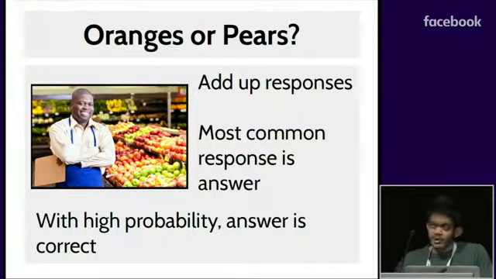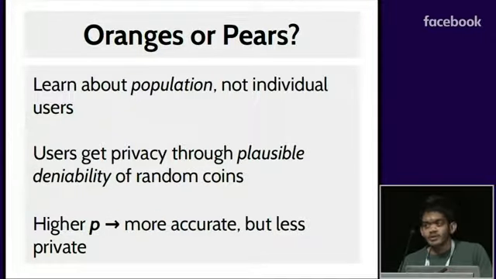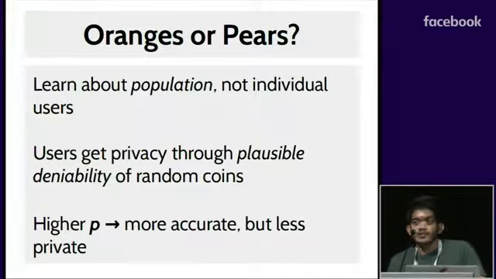And with high probability, all of this randomness sort of cancels each other out, and your answer is going to be correct. And what happens here is that you learn about the population, but you don't learn about individual users. So you'll learn that most people prefer oranges, but for any given user, you won't have a good idea of what they individually prefer. And the way this works is users get privacy through the plausible deniability of their random coins. So whatever any given person says, if they say pear, they can always say, oh, that's not what I actually believe. That's just the way the coin flipping randomness worked out.